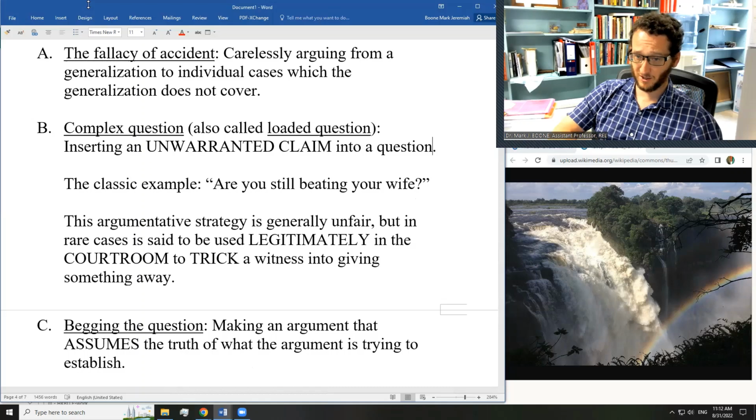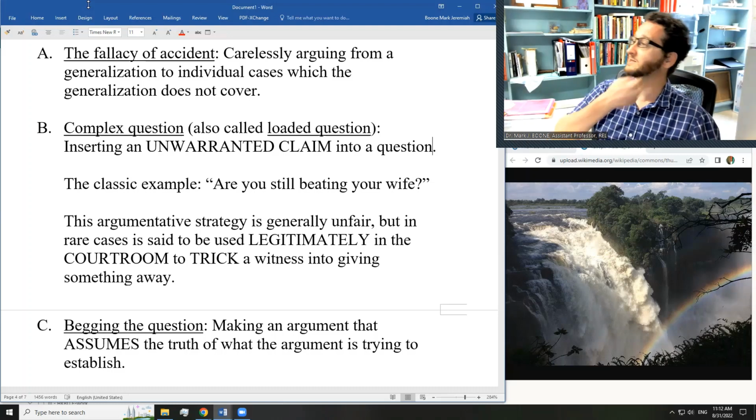The classic example is, are you still beating your wife? You can't say yes if you're not beating your wife. And you can't say no either, because that admits to having beaten your wife in the past. Now, the argumentative strategy is generally unfair, but it is okay to use it. They say it's used legitimately in the courtroom to trick a witness into giving something away. They did this in the movie Legally Blonde. But let me give my own personal example.